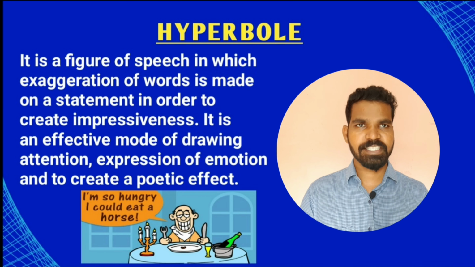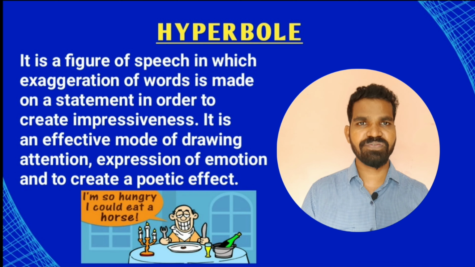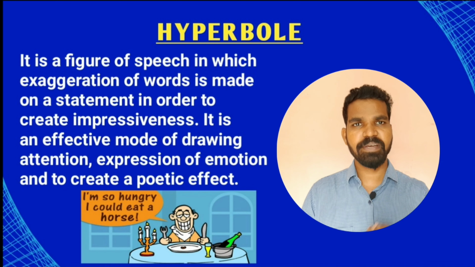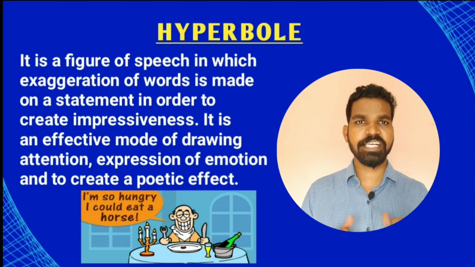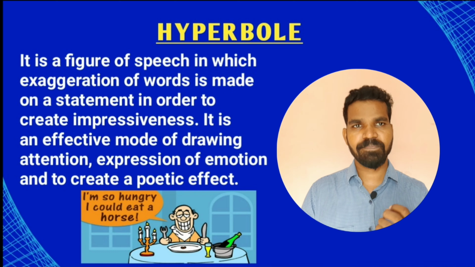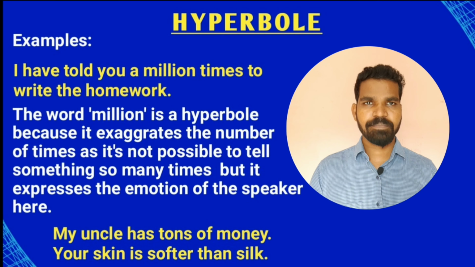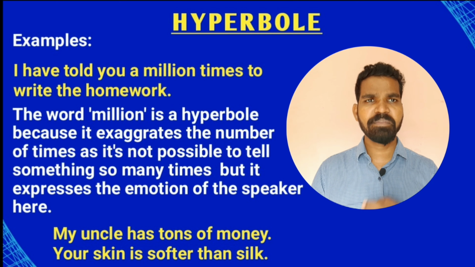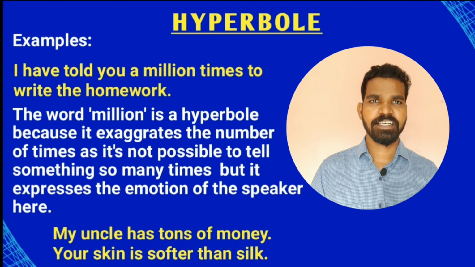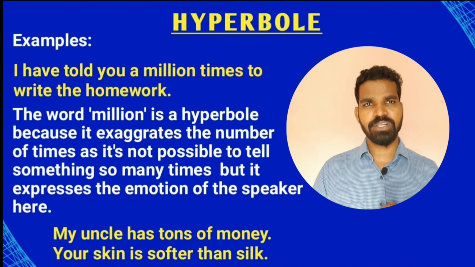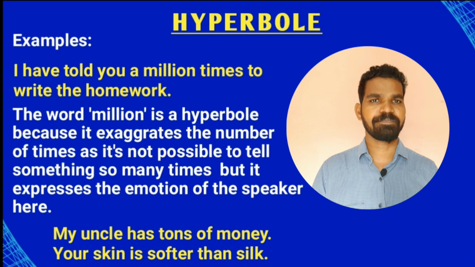The other figure of speech is hyperbole. It is a figure of speech in which exaggeration of words is made on a statement in order to create an impressiveness. It's an effective mode of drawing attention, expression of emotion, and to create a poetic effect. Examples: I've told you a million times to write the homework. The word million is hyperbole because it exaggerates the number of times, as it is not possible to tell something so many times, but it expresses the emotion of the speaker here.